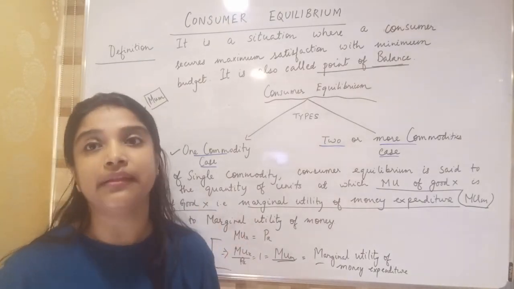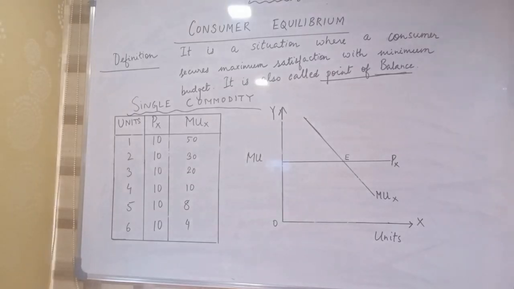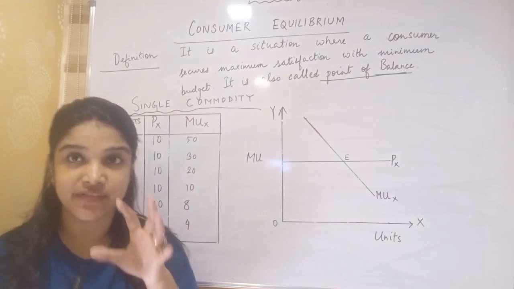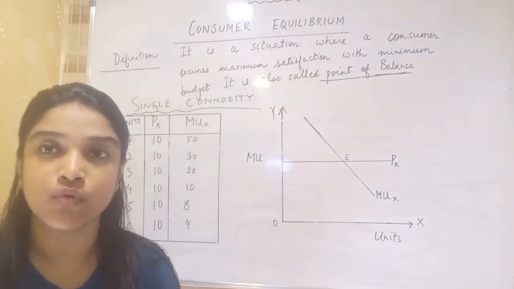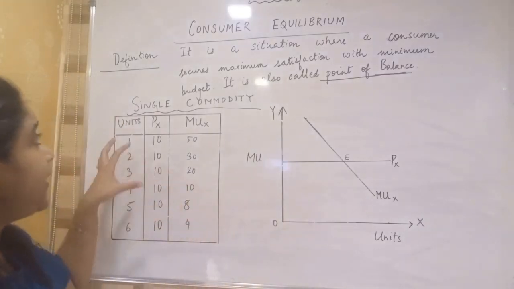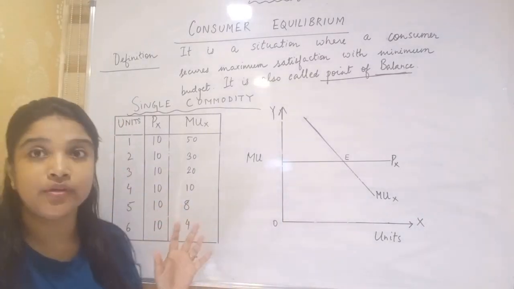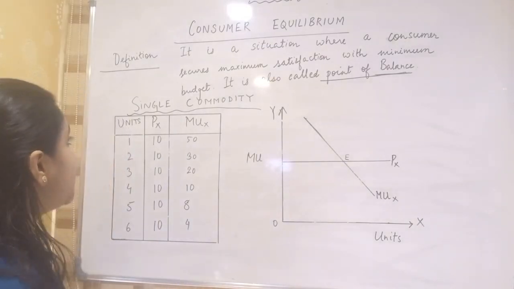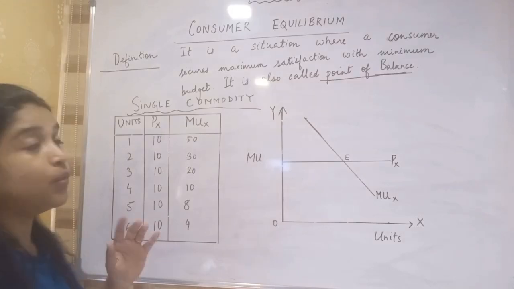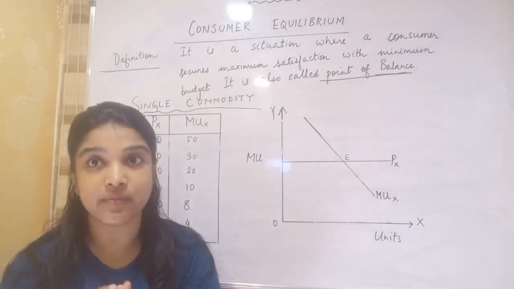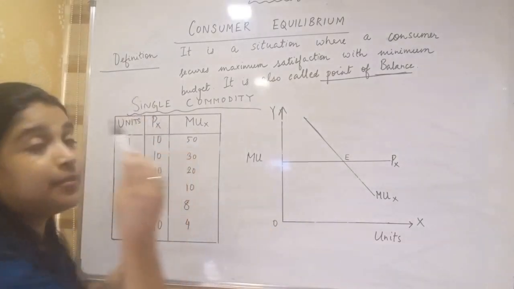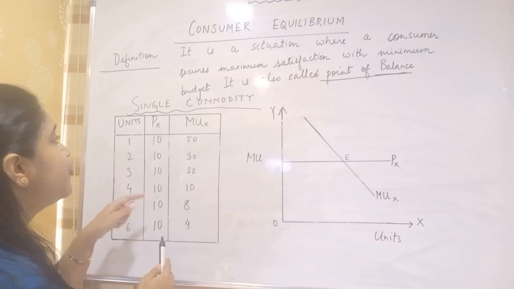So let's come to the table and the diagram. Now, single commodity case, we are done with the definition of single commodity case equilibrium. Now we are going to do the tabular representation of single commodity case equilibrium. We have only one commodity to purchase from the market. I told you the example of a pen. Let's say we are purchasing this pen at rupees 10.